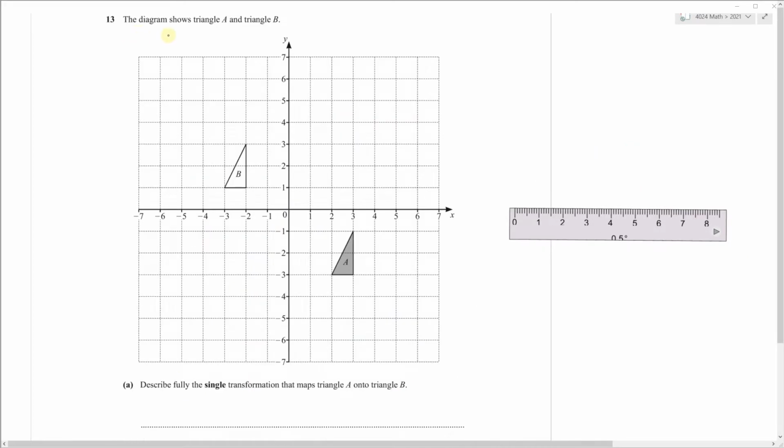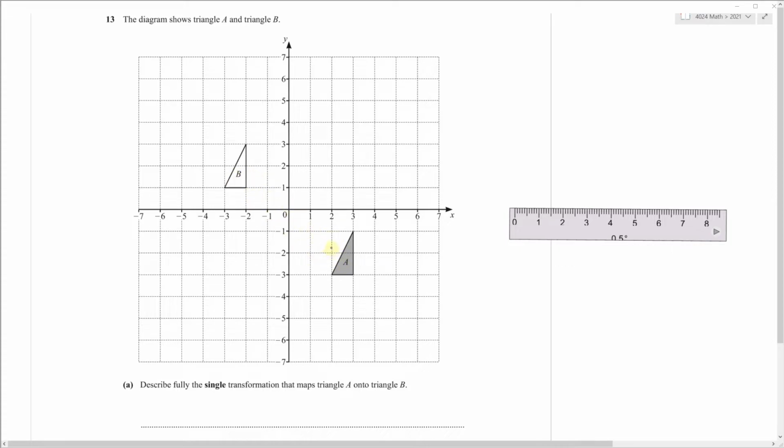Question number 13: the diagram shows triangle A and triangle B. Part A: describe fully the single transformation that maps triangle A onto triangle B. So A is your object and the image is B. You can see that the orientation of the triangle is the same. It's only a translation. The triangle moved in this direction from A to B without changing the orientation or the size of the triangle. So it's not a rotation, it's not a reflection, it's not an enlargement, it's a simple translation that maps triangle A onto triangle B.